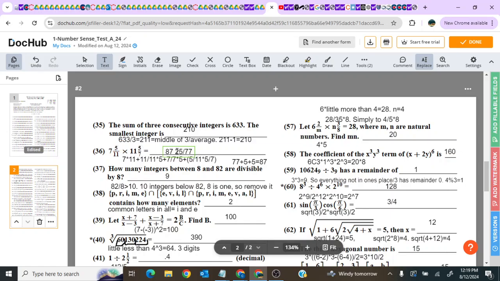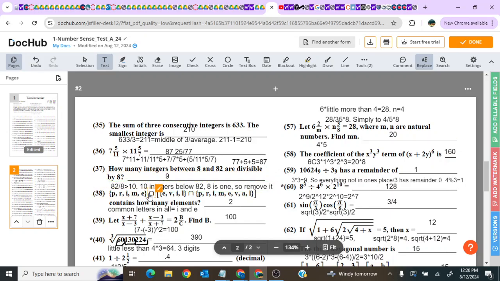How many integers between 8 and 82 are divisible by 8? Well, if you look for integers below, 82 divided by 8 is a little more than 10, which means there are 10 integers between 0 and 82 that are divisible by 8. However, 8 is not between 8 and 82. Between is non-inclusive, so you have to remove one number from that 10 to get 9 numbers divisible by 8.